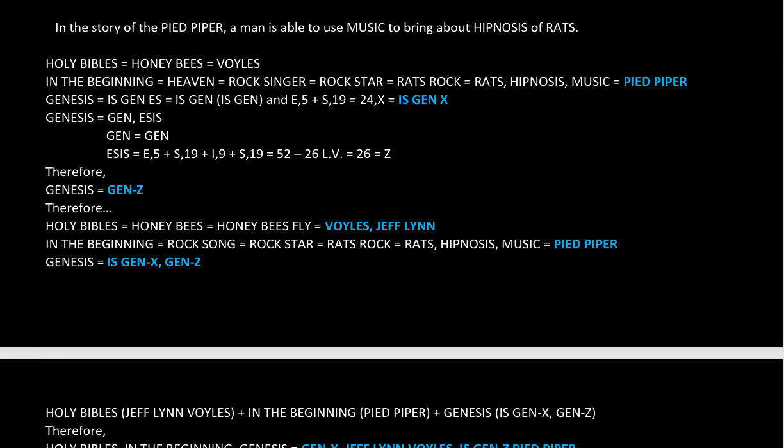Holy Bibles translates to honeybees, translates to Voiles. In the Beginning translates to heaven, equals song sung by a rock singer. Rock singer is a rock star. Rock star is Rats Rock. Rats Rock references rats, hypnosis, and music, which is a reference to the Pied Piper story.